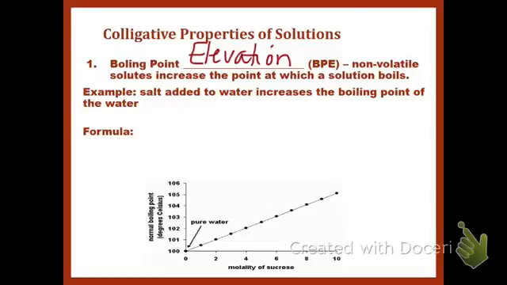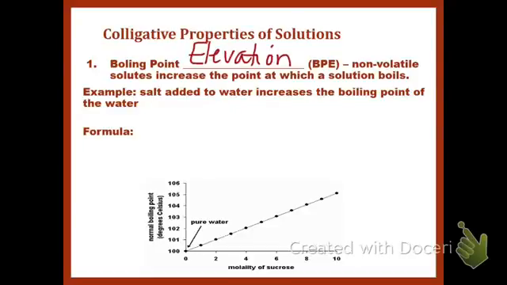Okay? I'm not going to make you do the formula because we don't have to do any calculations with it. But in the formula, one of the components is called i, which is the Van't Hoff factor, which is the number of particles. So you have to include that in your calculations, your number of particles.